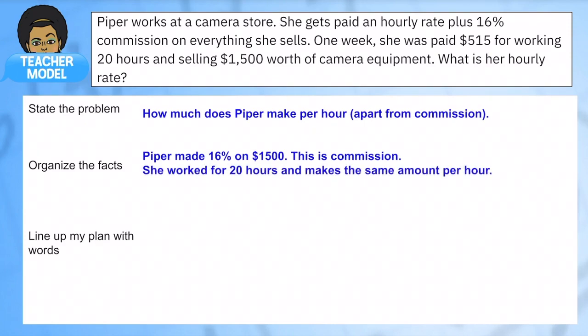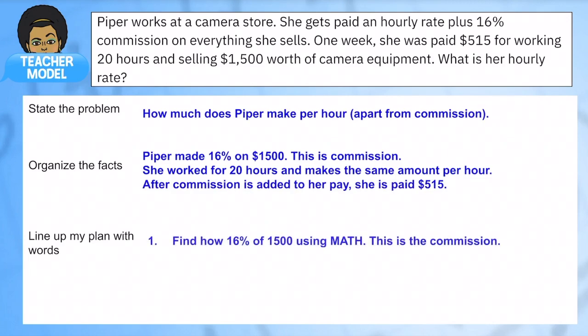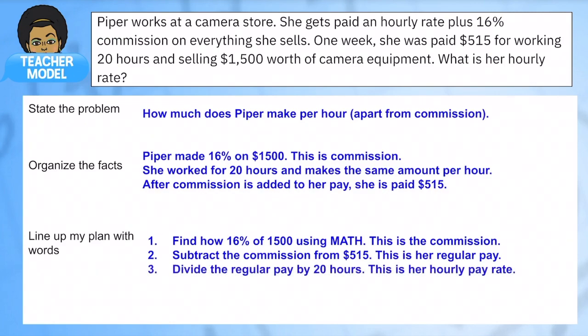So once we know how much money she had as commission, we can figure out how much she makes per hour if she did it for 20 hours. So that's what we're going to do. So here's our plan. Let's find that 16% of $1,500 first. That will give us the commission. And then we're going to subtract that from $515. And that will tell us her regular pay. And once we know that number, we'll divide it by 20 hours to find her hourly rate. That's our plan. We're sticking to it. Hit pause so you can jot it down.